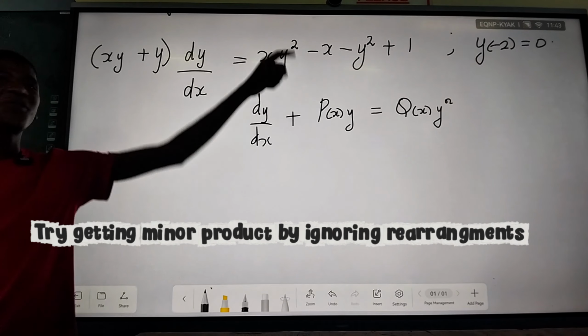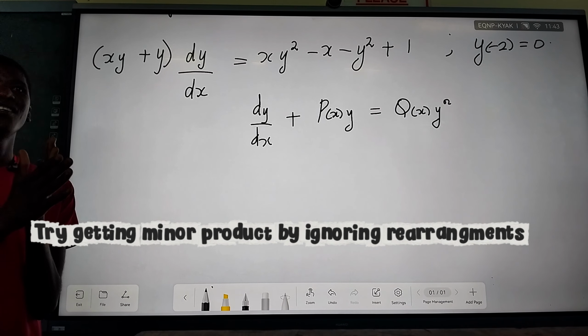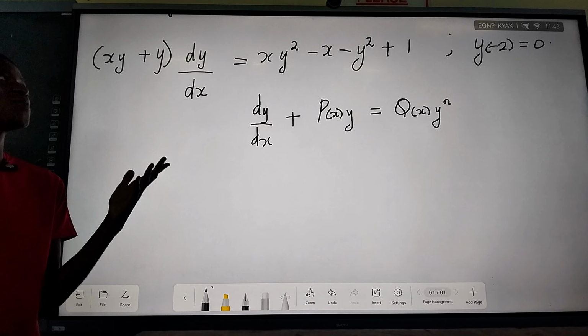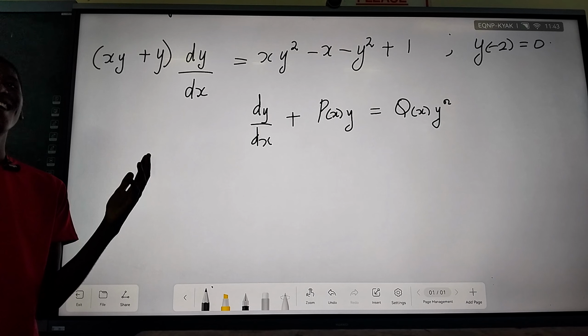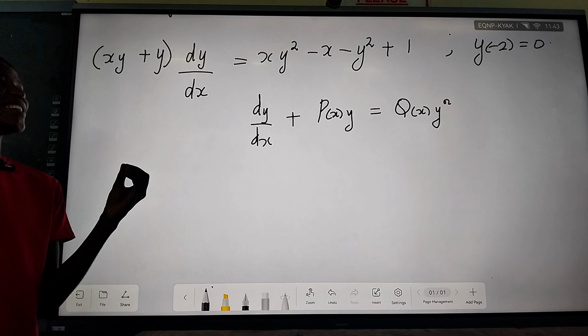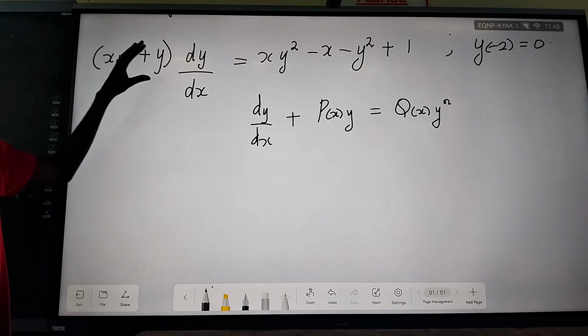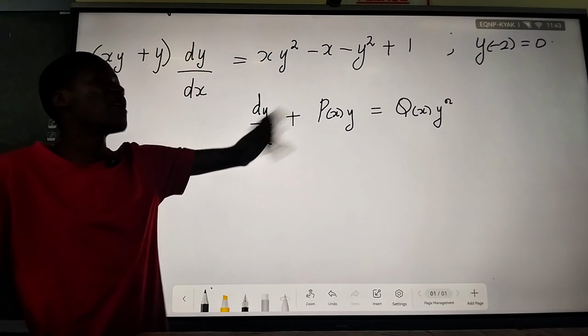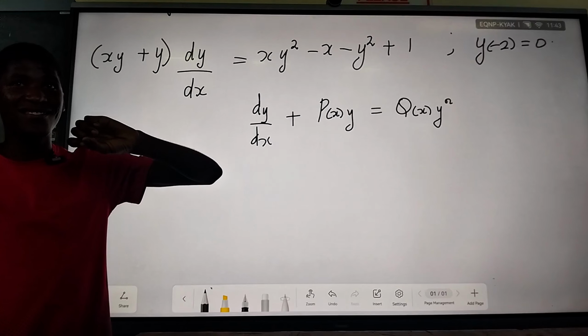What is it? It's y squared, and n is about 2. At least let's make it 1, maybe this will help. Let's try. Here you need techniques, so what do we do? Divide by this. If we divide by xy plus y, you will be able to simplify one by one term here.